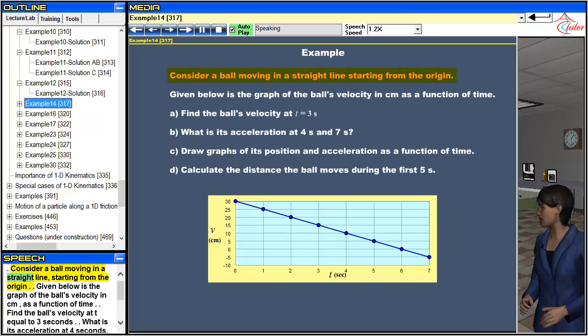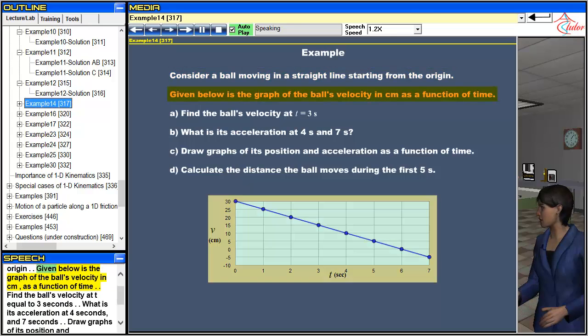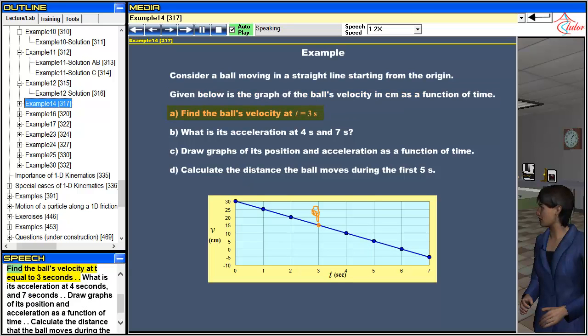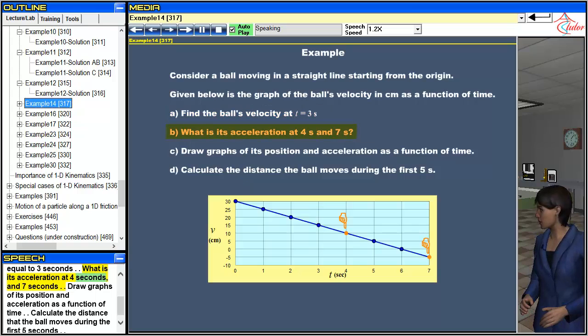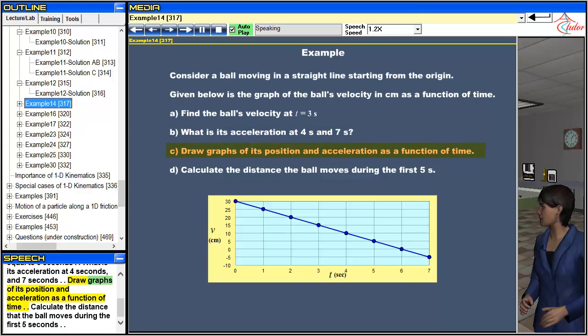Consider a ball moving in a straight line, starting from the origin. Given below is the graph of the ball's velocity in centimeters, as a function of time. Find the ball's velocity at t equal to 3 seconds. What is its acceleration at 4 seconds, and 7 seconds? Draw graphs of its position and acceleration as a function of time. Calculate the distance that the ball moves during the first 5 seconds.